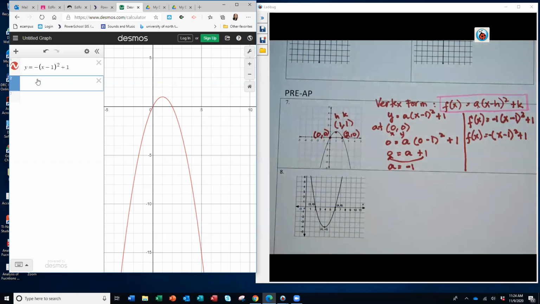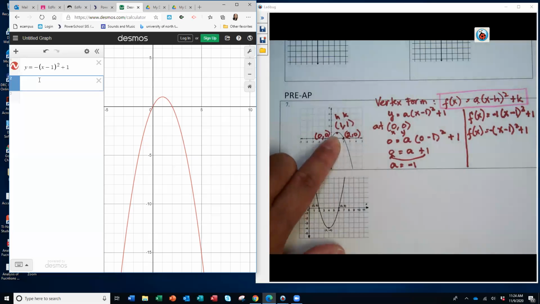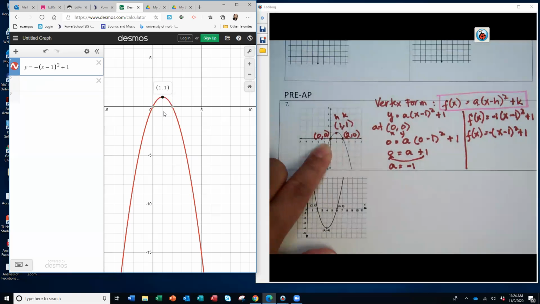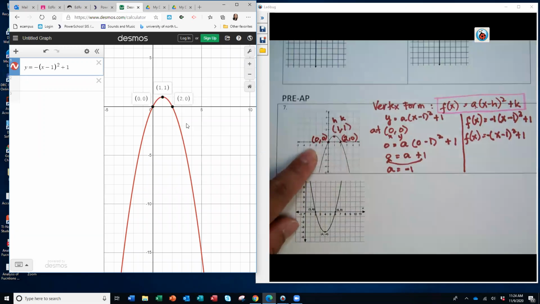Okay. Let's compare this graph. So it says 1, 1. Let's see if this is vertex 1, 1. It is 1, 1. Is that 0, 0? It is 0, 0. I need the other point, 2, 0. Yes, it is. Is it facing downward? Yes, it is. Therefore, this answer is correct. It matches the Desmos graph.